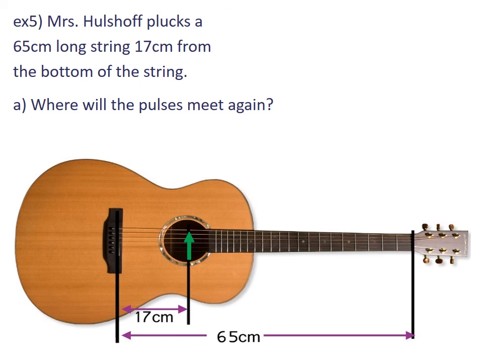So when she plucks the string, a vibration, like we said, is going to go left and one's going to go right. Once this wave hits here, it is going to become inverted because it has hit a fixed end. And then they're both going to continue traveling through the string. At this point, this wave has now hit a fixed end and it will also become inverted and it will bounce back. And those waves will then meet 17 centimeters from the other end of the string. The pulses will meet again 17 centimeters from the top of the string. The pulse was started when Miss Holshoff plucked the string 17 centimeters from the bottom. They will meet again 17 centimeters from the top of the string.